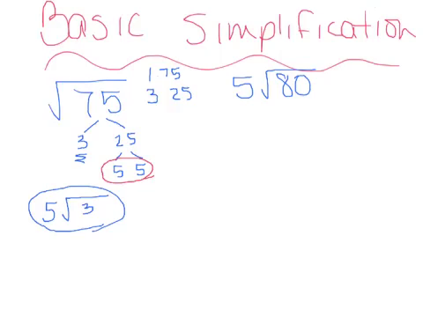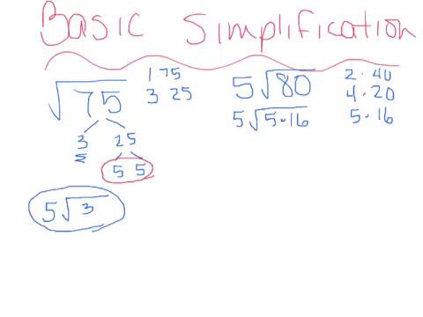Okay, 80. 1 times 80. 2 times 40. 3 doesn't work. 4 times 20. 4 is a perfect square, but let's keep going. 5 times 16. Okay, 5 is prime, 16 is a perfect square. So this 80 breaks up into 5 times 16.